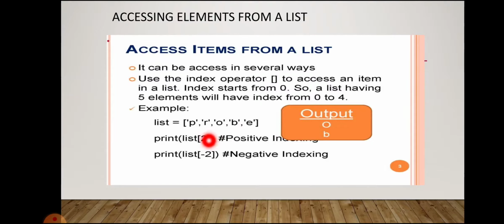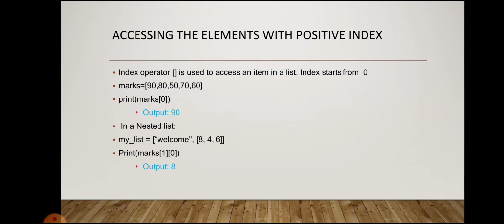In a list, there is positive indexing and negative indexing too. Negative indexing starts from -1. If we put -1, it gives the last element. Here we are going to print the position -2. That means the second to last element, after E, the last element. So the output will be B.